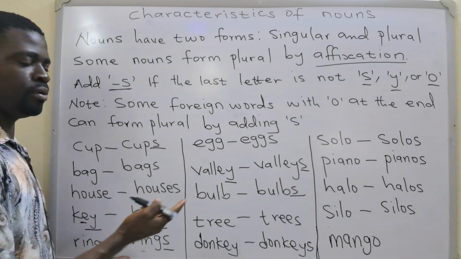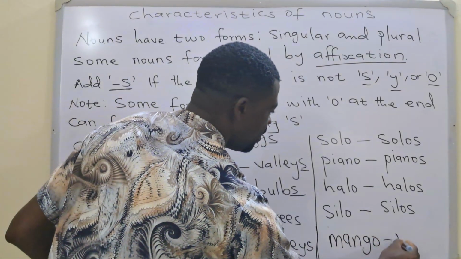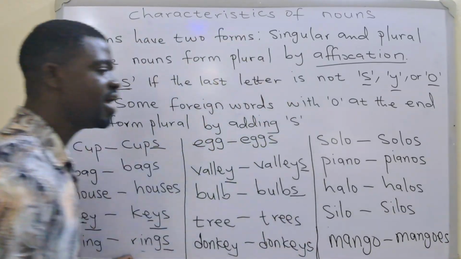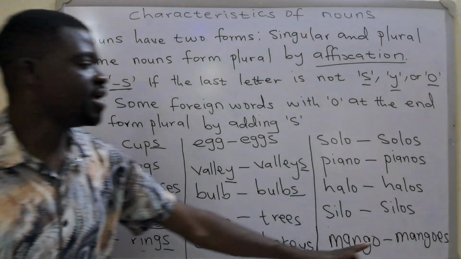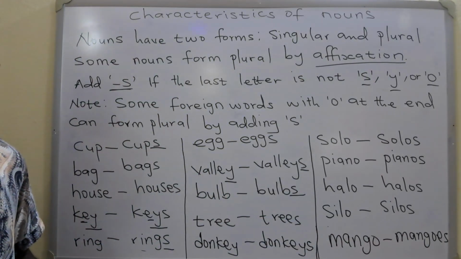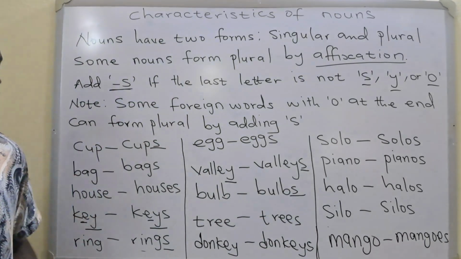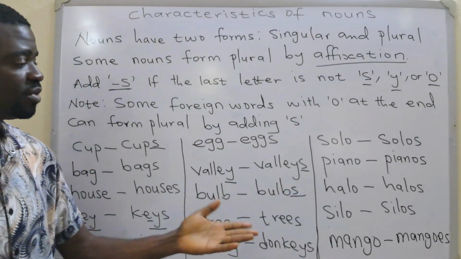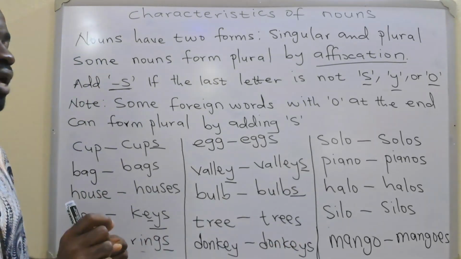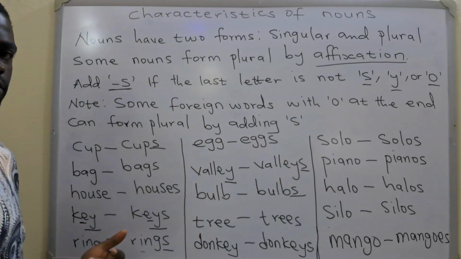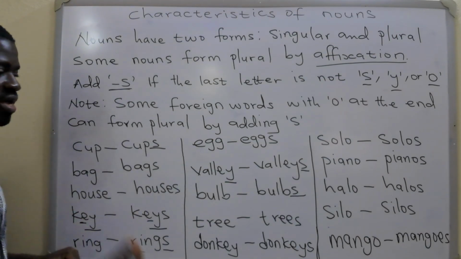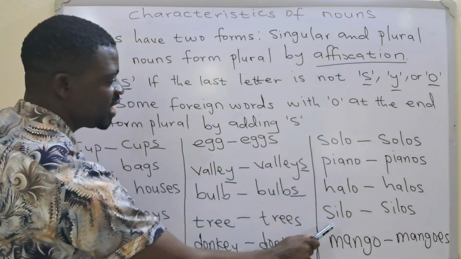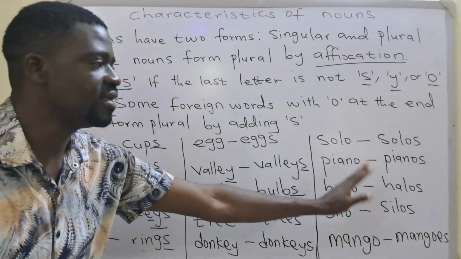If you want to get a plural of mango, you will have to put ES at the end. You're not just going to add S to make the plural. You have tomato, tomatoes, potato, potatoes. You don't add S to the last O to form plural. Potato, tomato, because they all end in O. But for foreign words like this, they still somehow carry the S to form their plurals.